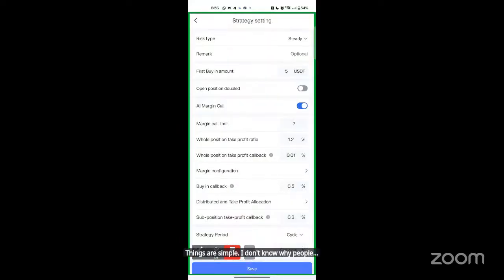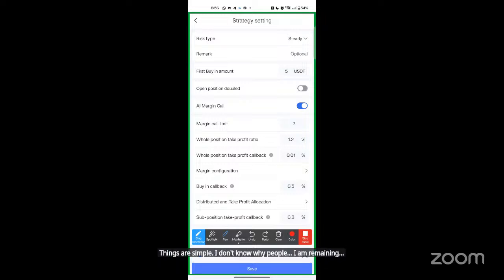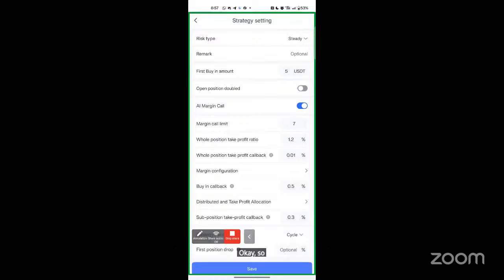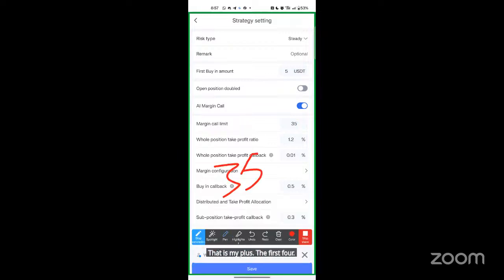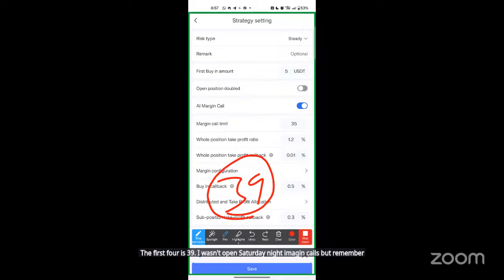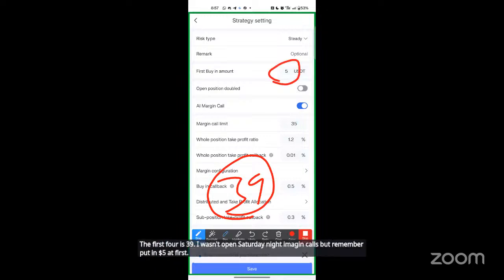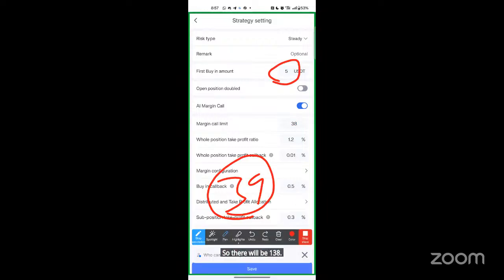So I am remaining with 350. I want my robot to put in 10, 10, 10, 10. I want my robot to put in $10. Is that clear, guys? Okay. So what will I do? Simple. I will say 35 plus the first four, that is 39. I want to open 39 margin calls. But remember, put in $5 at first. So there will be 38 margin calls.